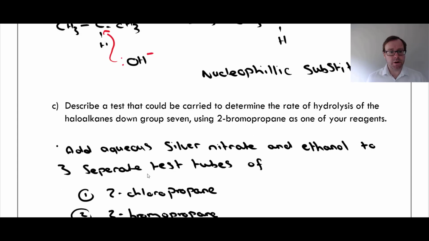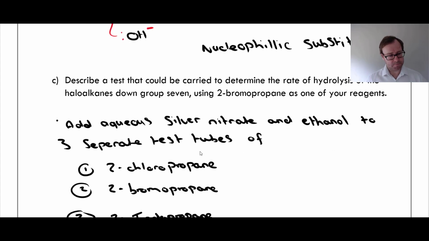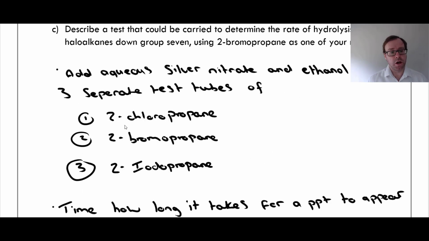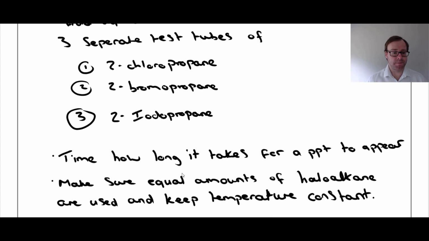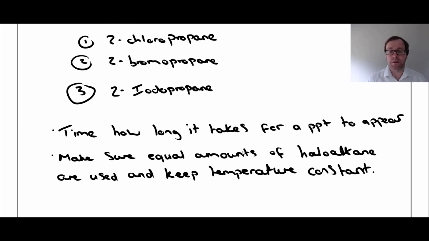Okay. Describe a test that can be carried out to determine the rate of hydrolysis of the haloalkanes down group 7 using 2-bromopropane as one of your reagents. So we would add aqueous silver nitrate and ethanol to 3 separate test tubes of 2-chloropropane, 2-bromopropane and 2-iodopropane. See that they're all propane, so we're keeping the carbon chain length the same, otherwise it wouldn't be a fair test. Time how long it takes for a precipitate to appear. This will tell us the rate of hydrolysis. And make sure equal amounts of haloalkane are used and keep the temperature in each of the reactions constant.